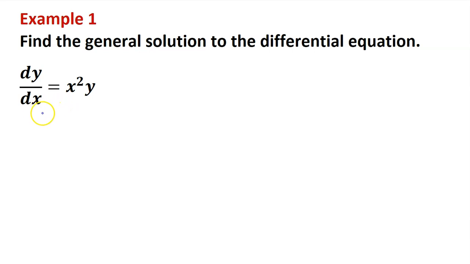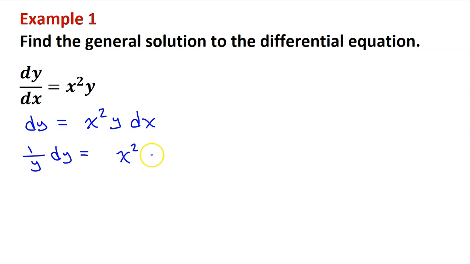Example 1 is a separable differential equation because there is a way to get all of the y factors on the left and all of the x factors on the right. We can start by multiplying both sides of this equation by dx. That will leave us with dy on the left, and this is equal to x squared y dx. To move this y factor to the left, we will divide both sides of the equation by y. So on the left, we will now have 1 over y dy is equal to x squared dx.